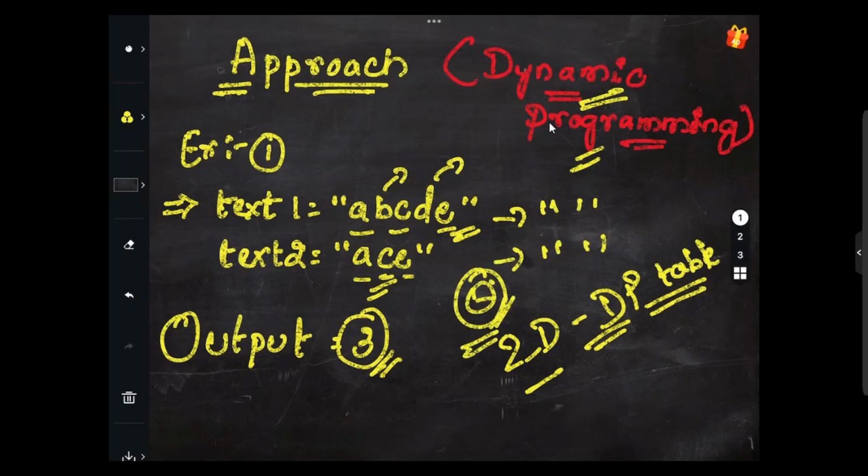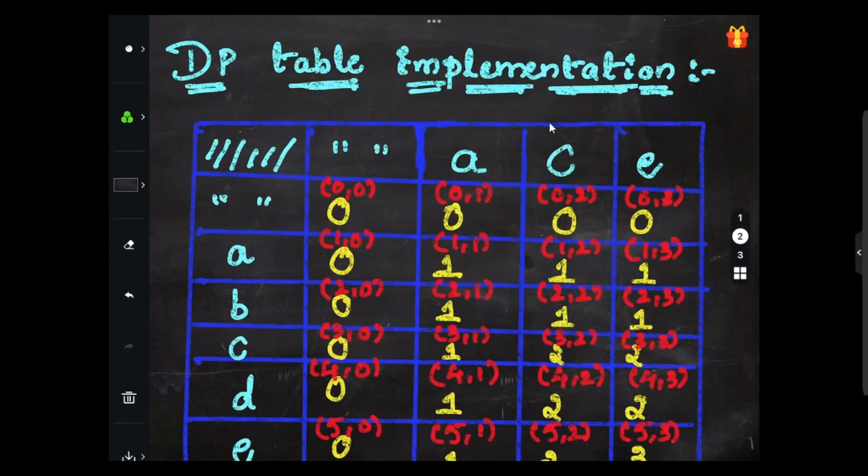We have already discussed this one. If either text1 or text2 is empty, then the length of the longest common subsequence is 0, because an empty string has no common subsequence with any string. We know this one, right? So this is the second step. Let's move to the final step.